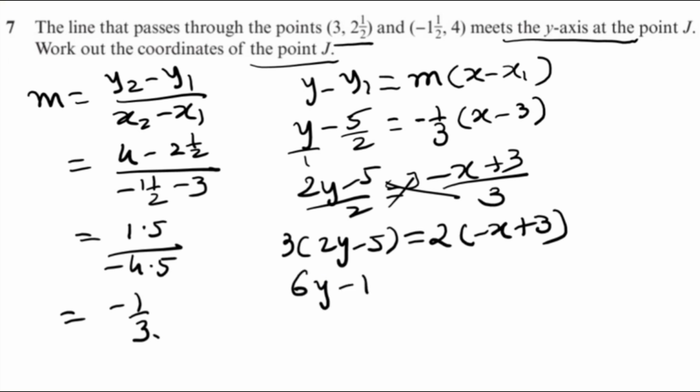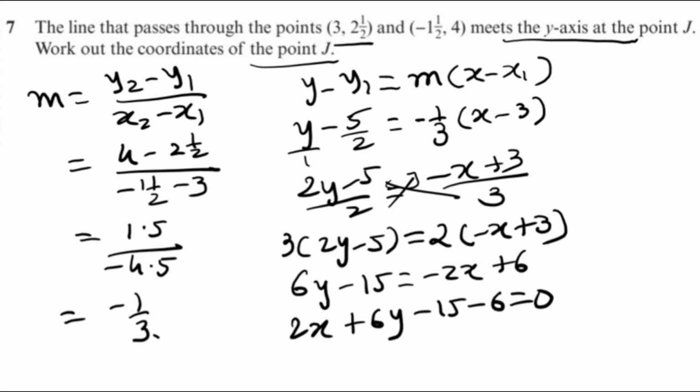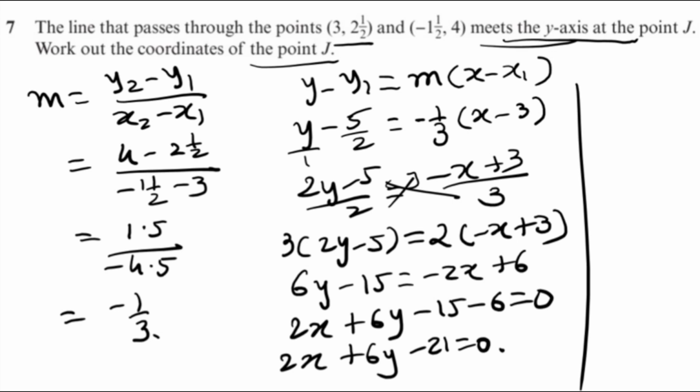So 6y minus 15 is equal to minus 2x plus 6. So 2x plus 6y minus 15 minus 6 is equal to 0. So 2x plus 6y minus 21 equal to 0. Now we got an equation of line, but still we have to find the coordinate of J. Now we know that when the line meets the y-axis, our x coordinate is equal to 0.